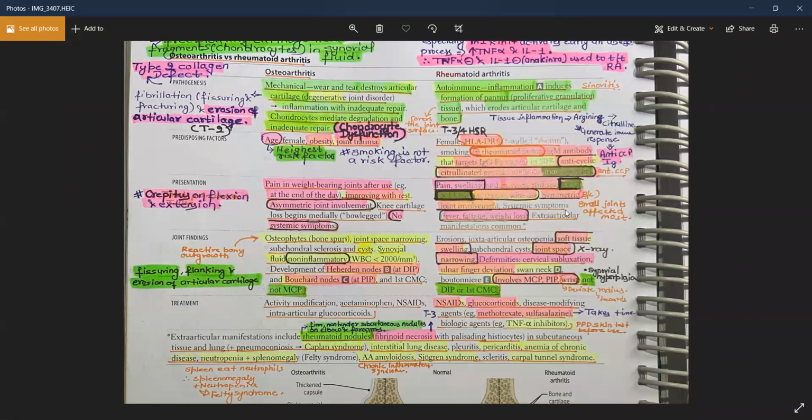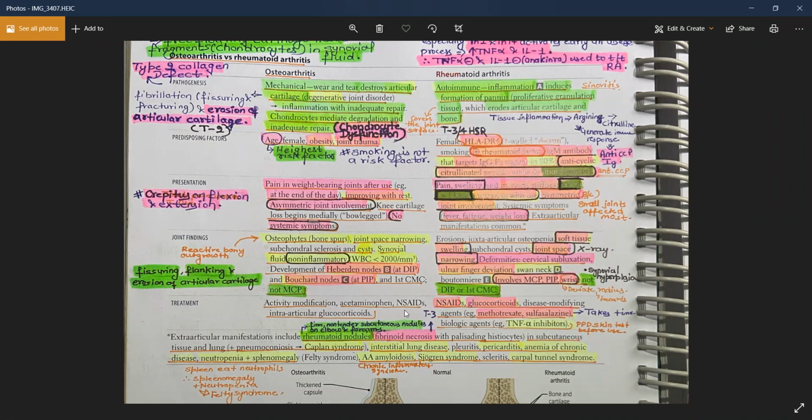Extra-articular manifestations are also common, including a rheumatoid nodule, which is a very hard nodule on your elbow. It is an example of fibrinoid necrosis. If you remember the general pathology lecture, we discussed three examples of fibrinoid necrosis. One is malignant hypertension, second is vasculitis, and third is the rheumatoid nodule. So these are the examples of fibrinoid necrosis.